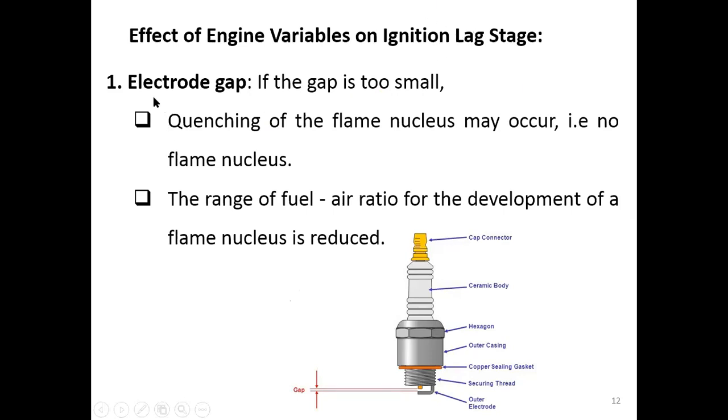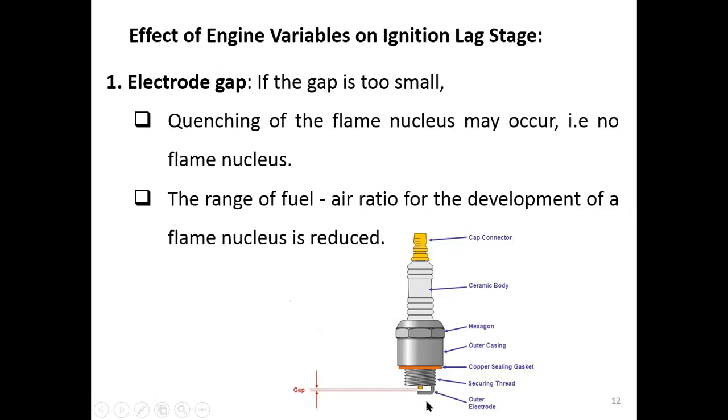The first engine variable is the electrode gap on the spark plug. Where is the gap that we mentioned? It's shown right here. This is the gap of our spark plug. The yellow, or orange-looking part here, this is the electrode. So this is the gap that we mentioned.